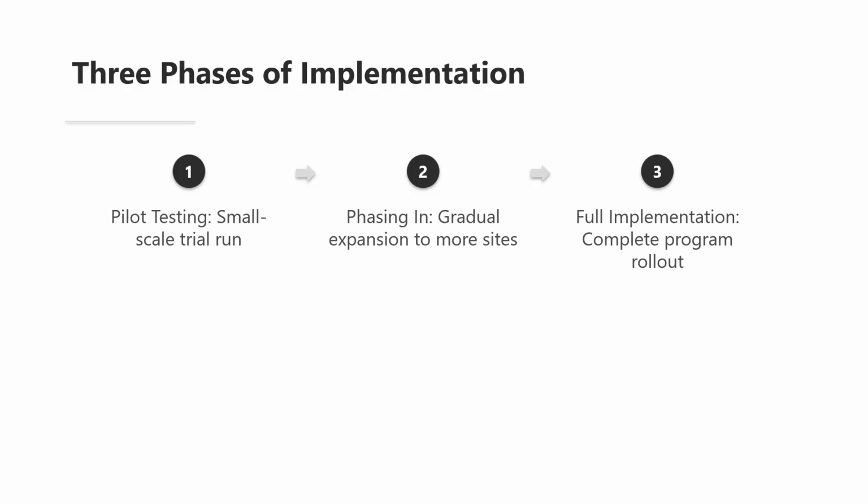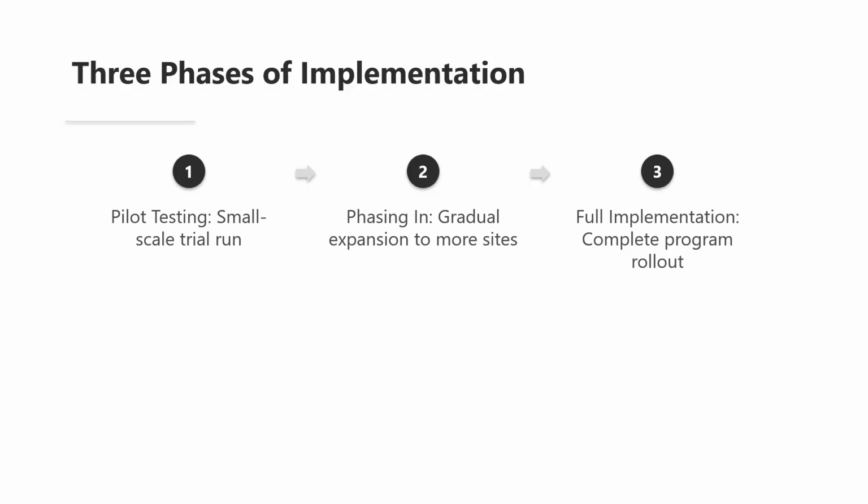The second phase is phasing in, where you gradually expand the program to additional sites, populations, or locations. Continuing our example, after a successful pilot at one school, you might phase into 3 more schools while continuing to refine your approach. This allows you to make adjustments based on what you learned during the pilot, which is incredibly valuable.